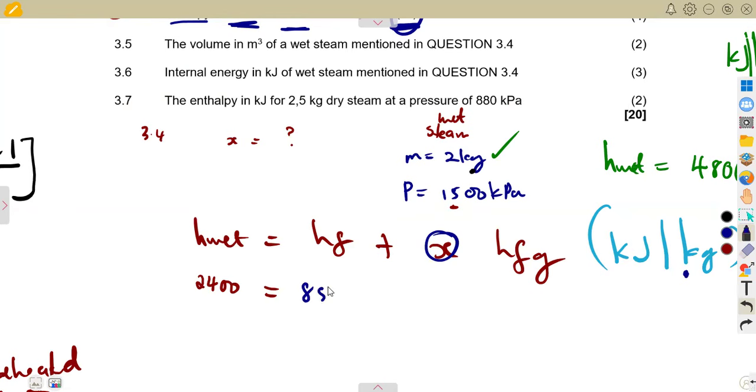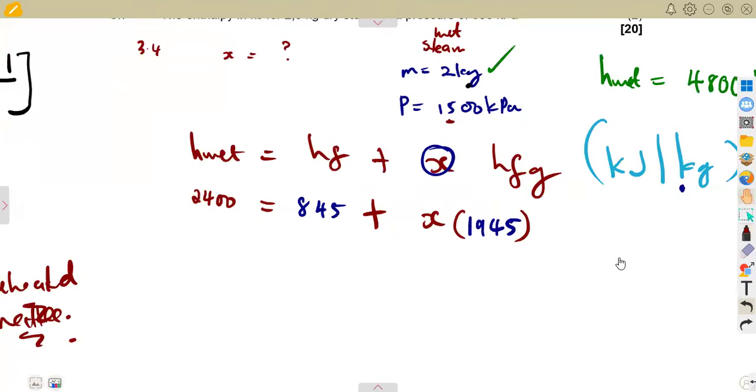We took this one from the steam table, 845 from our steam table. All right, plus X is the one that we are supposed to calculate. HFG, we saw this value for HFG. It was 1,945. We took this value again from our steam table. So that means we can calculate X. It's a simple equation now.